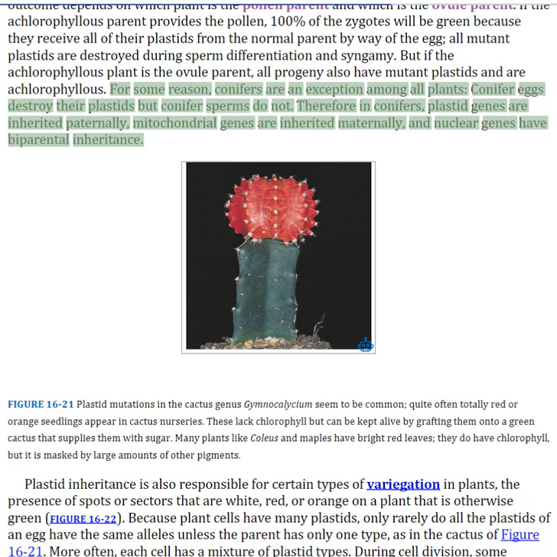For some reason, conifers are an exception among all plants. Conifer eggs destroy their plastids, but conifer sperms do not. Therefore, in conifers, plastid genes are inherited paternally, mitochondrial genes are inherited maternally, and nuclear genes have biparental inheritance.